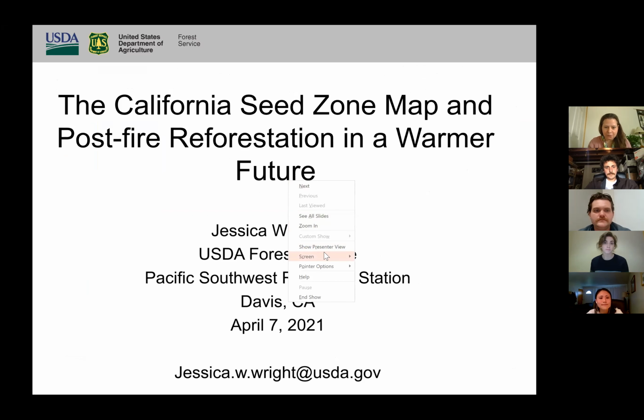This is a secret I learned recently, the pointer option and the laser pointer. So much fun.